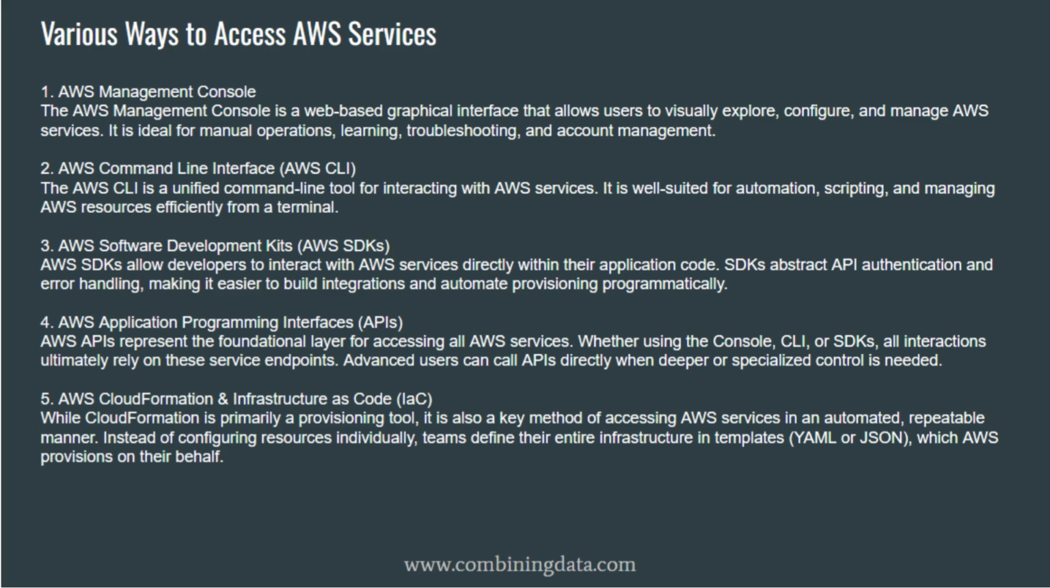Third, AWS Software Development Kits, AWS SDKs. AWS SDKs allow developers to access AWS services directly from application code. Instead of issuing CLI commands, developers write code in languages they already know, such as Python, Java, JavaScript, Node.js, .NET, Go, Ruby. The SDKs handle authentication, request signing, retries, and error handling automatically.